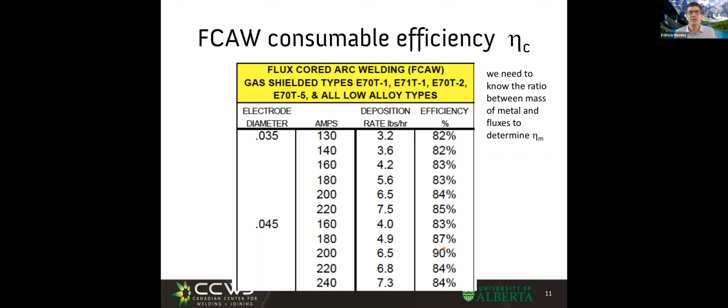Gas-shielded flux core has an amount of flux that will not be part of the metal and is chipped off, and that's why the efficiency is lower. I cannot discriminate how much of this lower efficiency is because of flux and how much is because of spatter of metal. I'm not too sure, but let me show you something, because nobody tells me what the metal fraction is in these electrodes.